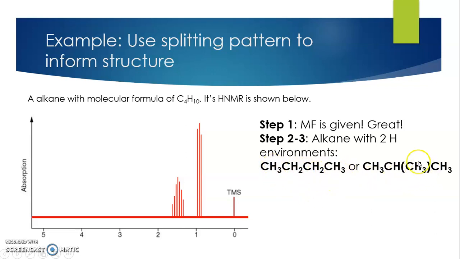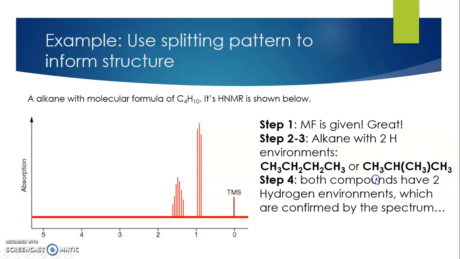On the other hand, we can also have a methylpropane, also C4H10, but also has two environments. One is produced by this hydrogen alone, and then the other one is produced by the other 9 hydrogens on each of the 3 CH3 groups. Then both compounds have two hydrogen environments, which is confirmed by the spectrum.